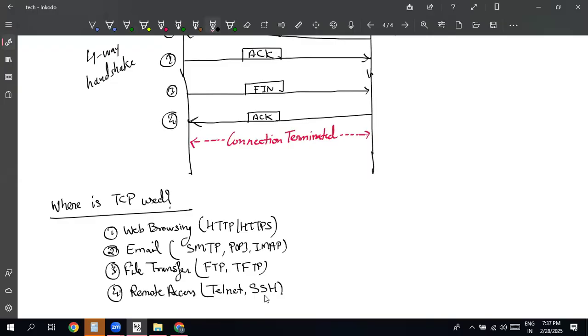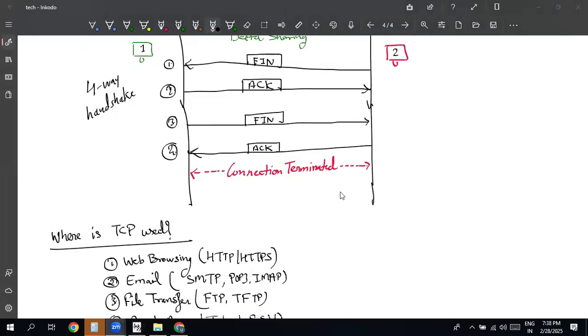So in all these cases of file sharing, data transfers, accessing any particular server information, and remote access to any particular destination or a different device, reliability is a key factor. That means acknowledgement will be available there. That is the reason why TCP is used in such scenarios. I hope this much is clear for everyone.